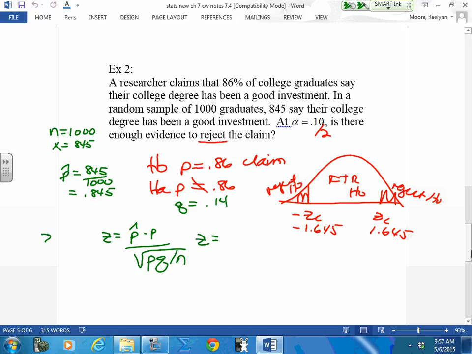P-hat, remember your other z-score always said sample minus the population. Sample minus the population: 0.845 minus 0.86. Then you have to do your P and your Q, divide by how many are in your sample, 1,000. This is all underneath that radical sign. If you put this in your calculator, you need to have parentheses around your numerator, but your denominator can go underneath the radical sign. So find me the z-score.